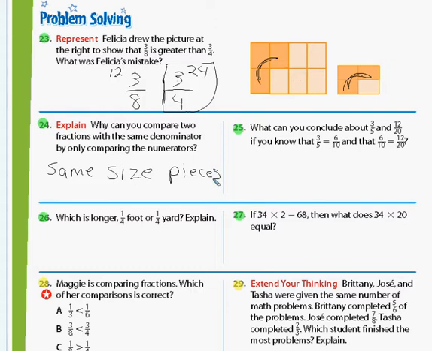Okay, number 25. What can you conclude about 3/5 and 12/20, if you know that 3/5 is equal to 6/10 and that 6/10 is equal to 12/20? Basically, because these two are equal and these two are equal, that's going to make those two equal because they're both equal to 6/10.